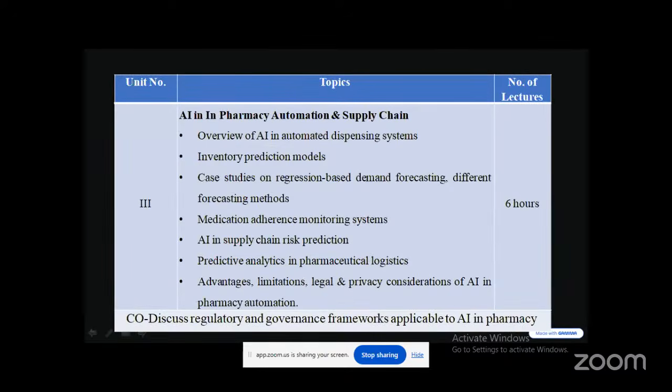AI in pharmacy automation and supply chain includes the following topics: overview of AI in automated dispensing systems, inventory prediction models, case studies on regression-based demand forecasting and different methods of forecasting, medication adherence monitoring systems, AI supply chain risk prediction, predictive analytics in pharmaceutical logistics, and advantages and limitations. As we discussed in the course outcomes, this unit addresses the regulatory and governance framework applicable to AI in pharmacy. The total number of lecture classes is 6.